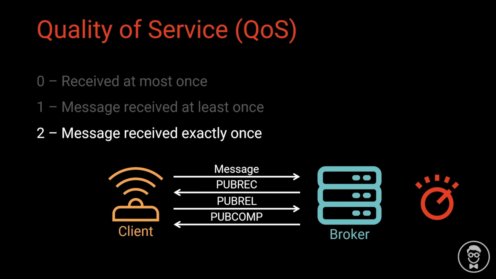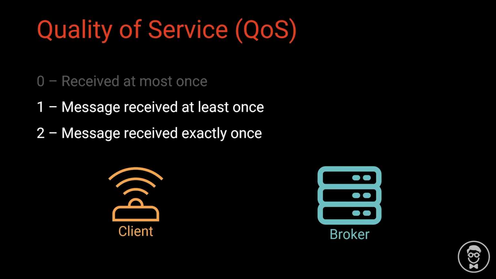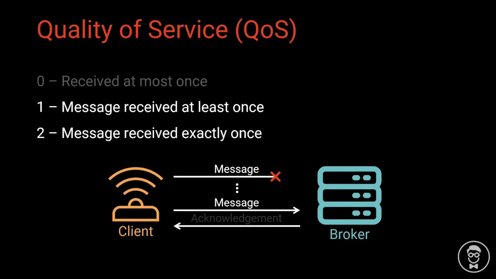QoS 1 and 2 also offer benefits in unreliable networks. Brokers and clients can remember session details so that if a disconnection event happens during message transmission, they will store QoS 1 and 2 messages that were not delivered. When the connection is reestablished using that persistent session, those messages will be sent out again to guarantee delivery. Clients can disable this persistent session by setting the clean session flag to true when connecting to a broker.